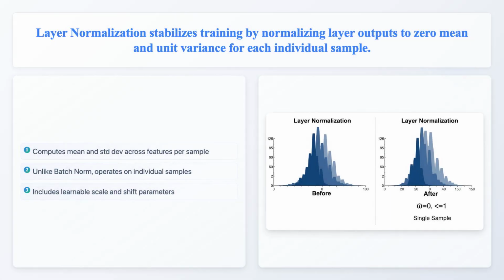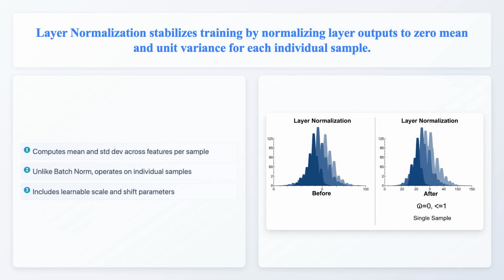Residual connections help gradients flow, but we also need to stabilize the actual values flowing through the network. This is where layer normalization comes in. During training, the inputs to each layer can vary dramatically in scale and distribution, making learning unstable and slow. Layer normalization solves this by normalizing the outputs of each layer to have zero mean and unit variance.